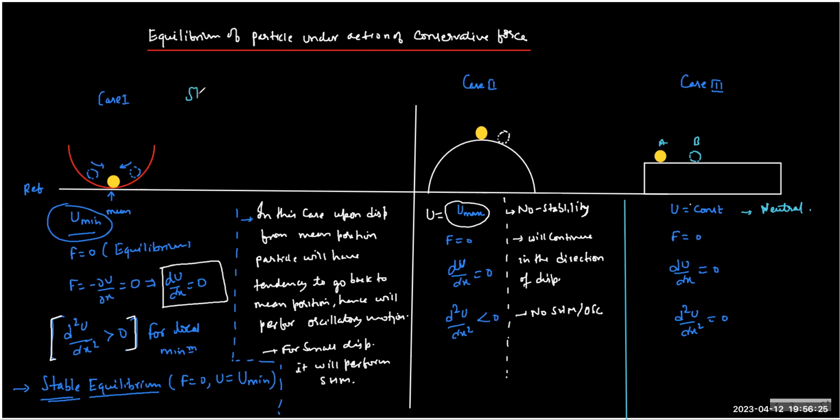So this is called stable equilibrium. This is called unstable equilibrium. And this is called neutral equilibrium. Is this clear? It is clear. Yes, sir.